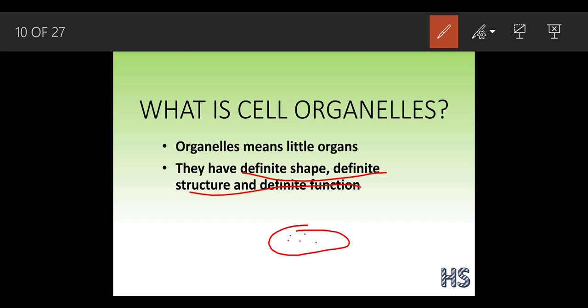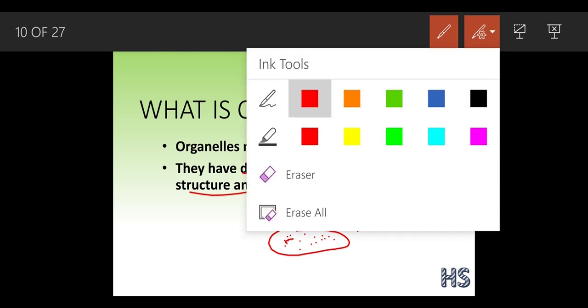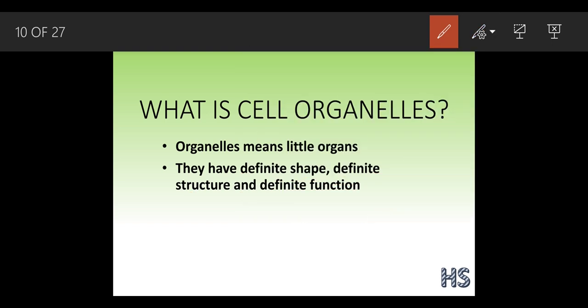Right now I am not going to draw a perfect diagram. I am making a dot out here. These are the different organelles which are present inside this cell. That is why they are very small compared to the cells, and that is why they are called organelles. Even they have their definite shape, definite structure and definite function. We are going to understand this in detail.